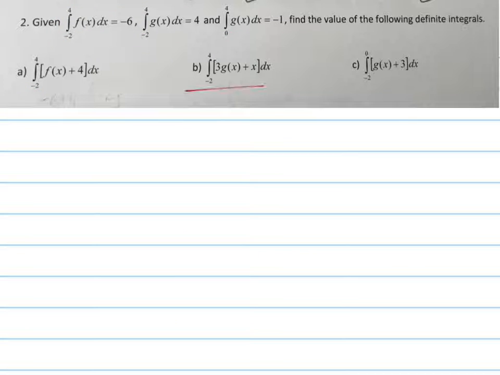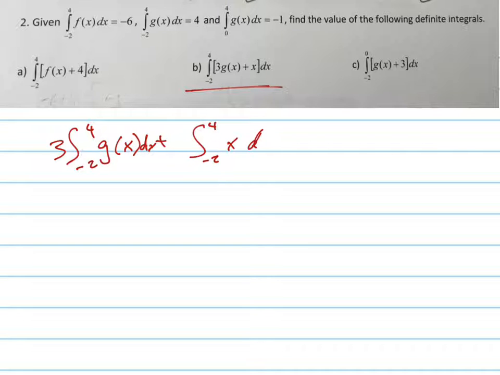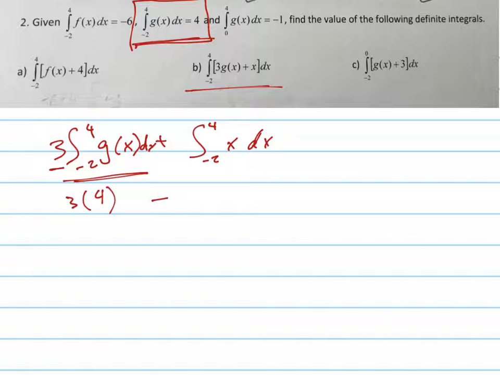So for B, what we're going to do here is, again, distribute, but now this 3 can come out front, plus, I distribute, don't forget the dx there. So now this integral is right here, and that's just equal to 4. So it's 3 times 4, because there's a 3 on the outside. Oh, there are 2 different g of x's. And now I'm adding to that.